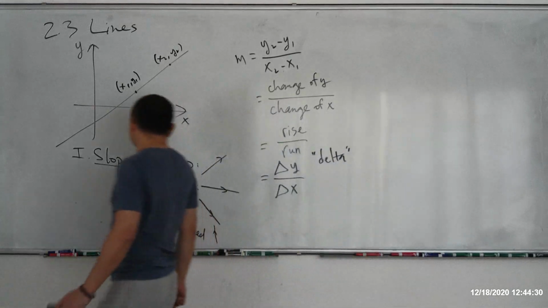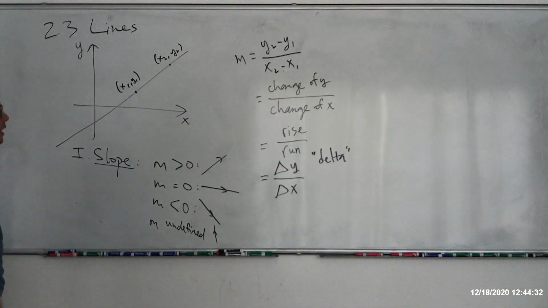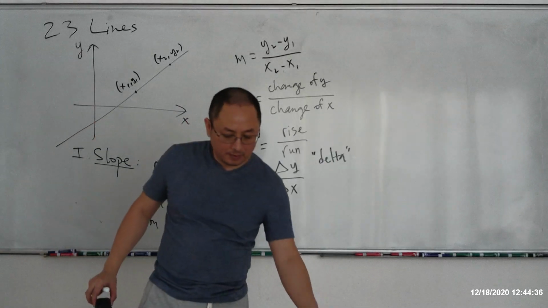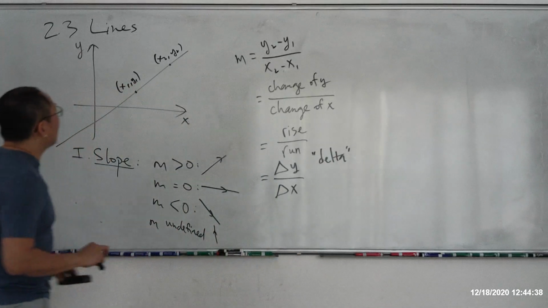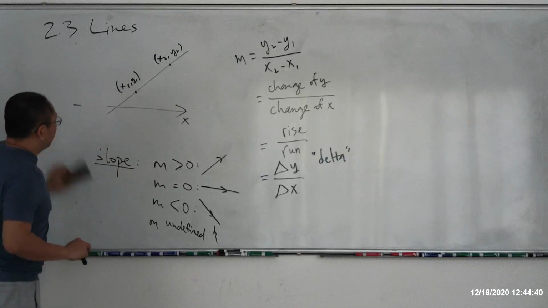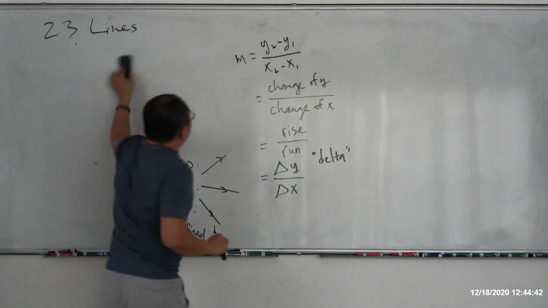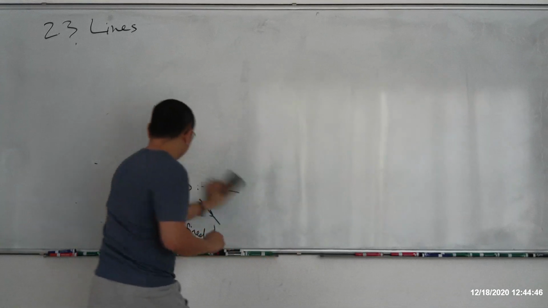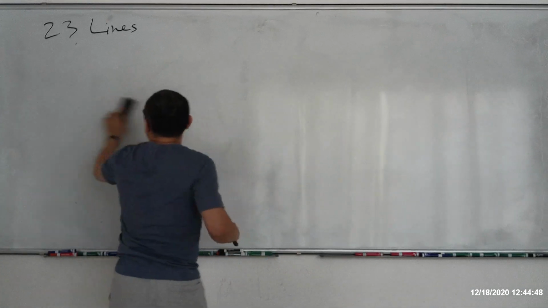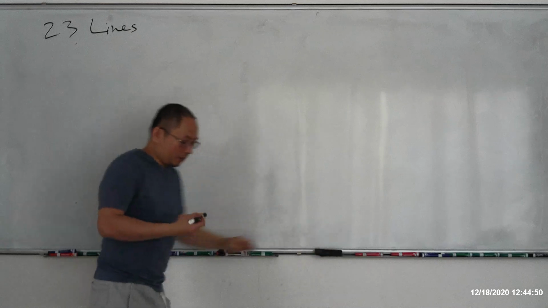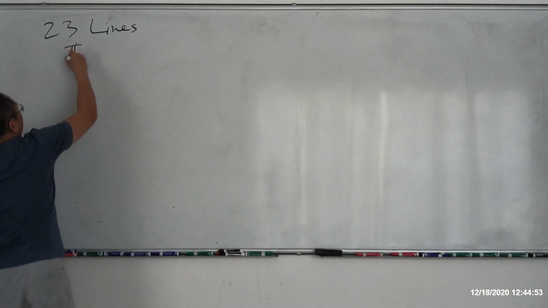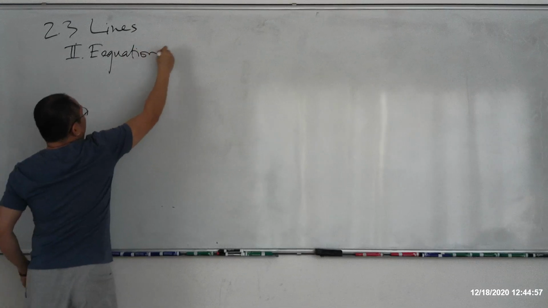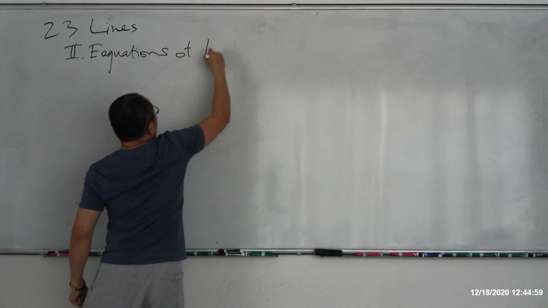Okay. Now, slope of the line. You have 2 points, and change of y over change of x is going to give you the slope of the line. Now, let's talk about some forms of the line. There are many ways to represent an equation of the line. We talked about slope already. Number 2, equations of lines.